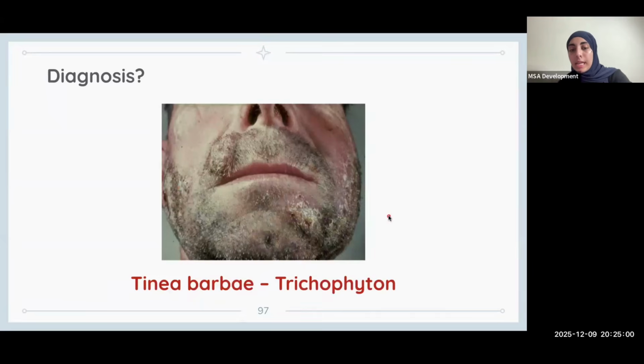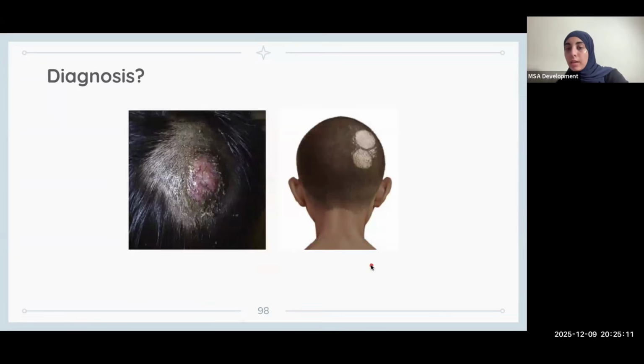This is Tinea barbae. Remember, barbae is beard, so Tinea barbae is in the beard. And this is due to trichophyton. Okay. The next one is on the head, on the scalp.